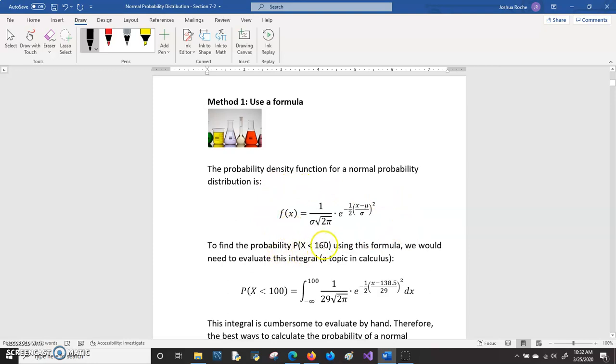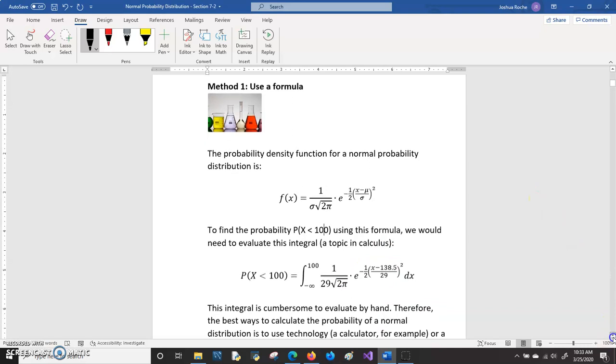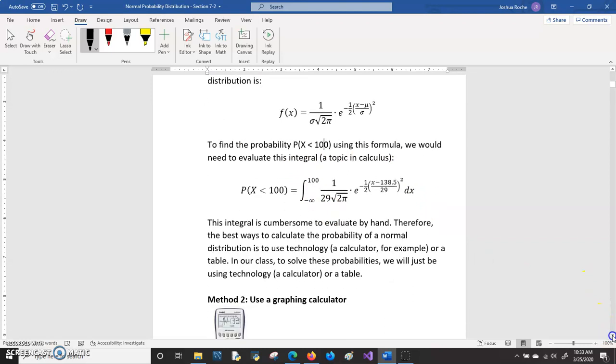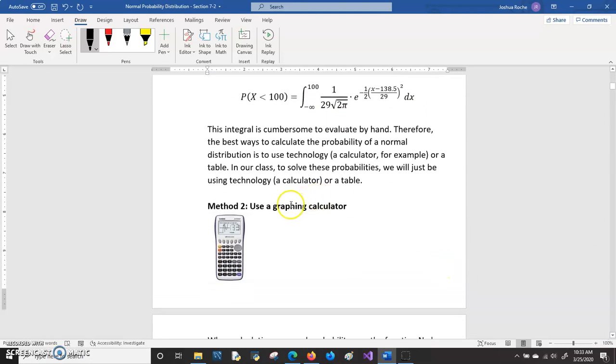In fact, if we were to try to use this formula to get the probability, it would need to be put into an integral, and we'd have to evaluate that integral, which takes some calculus. And even using calculus, this integral can be pretty cumbersome to evaluate by hand. So the best thing is instead to either use technology like a calculator or use a table.